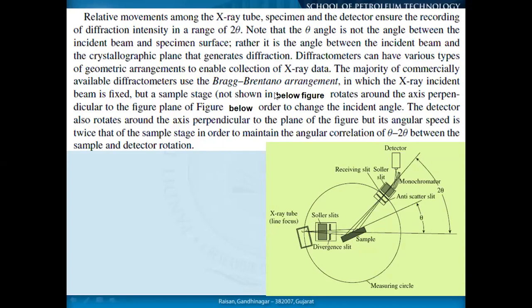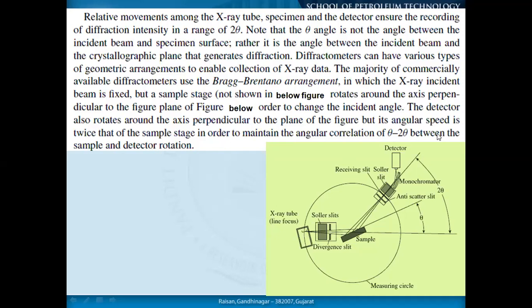The majority of commercially available diffractometers use the Bragg-Brentano arrangement, in which the X-ray incident beam is fixed. That means the X-ray source is fixed, but the sample holder is changing. Okay, but here it is not there. The detector also rotates around the axis perpendicular to the plane of the figure, but its angular speed is twice the sample angle. So sometimes we have this movement, sometimes we have the detector movement also. Okay, so automatically we can measure the 2 theta.